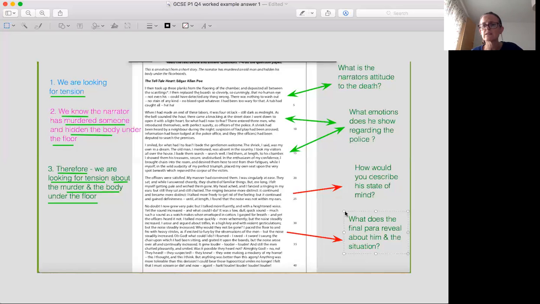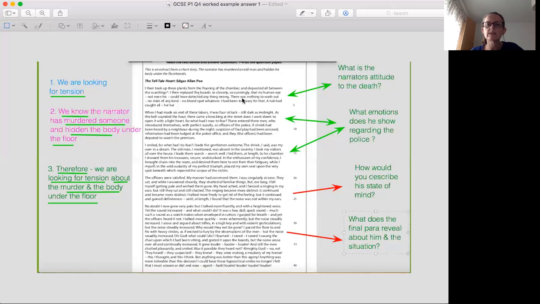And so when I ask these last two questions, how would you describe his state of mind, and what does the final paragraph reveal, what you should be looking at here is how his state of mind is changing, in what ways it is changing, and what causes it to change. Well, the ringing in his head causes it to change. And then in the final paragraph, he's losing control completely.